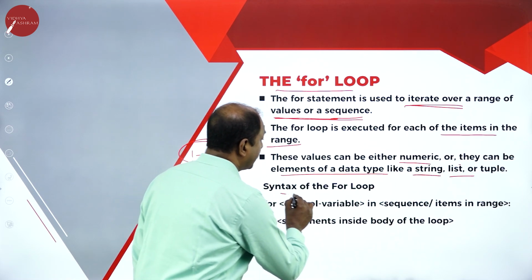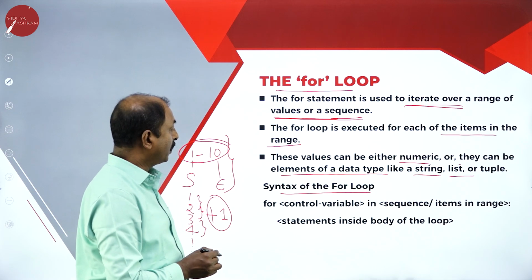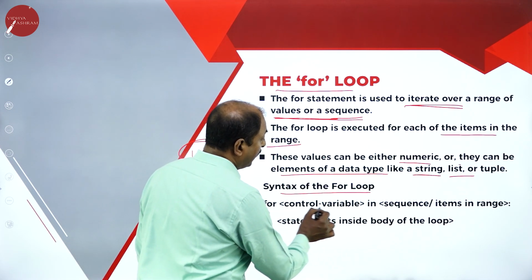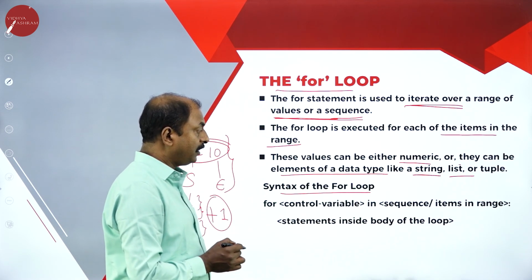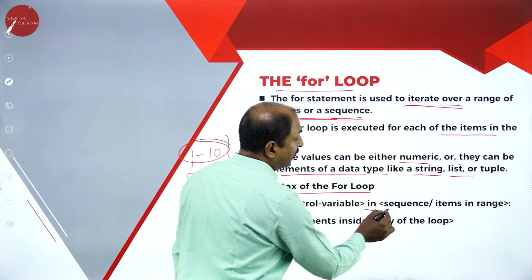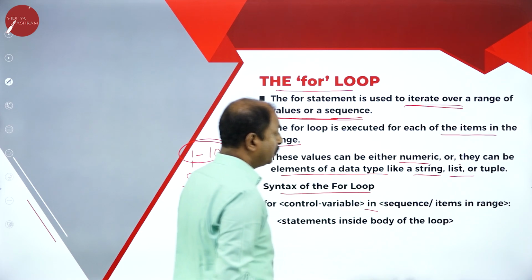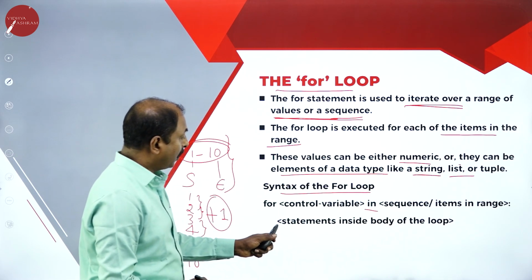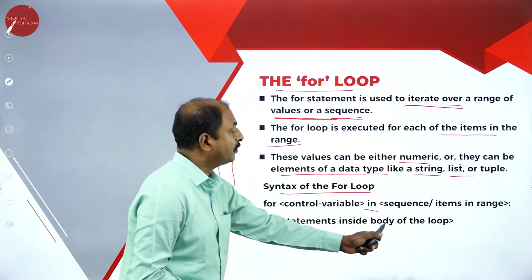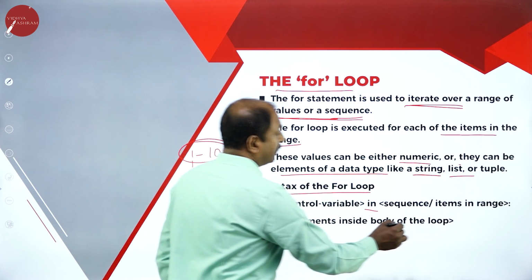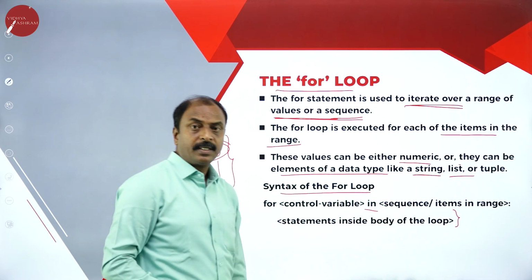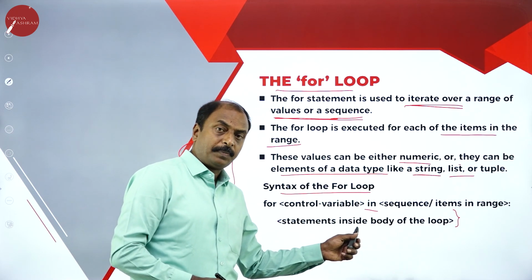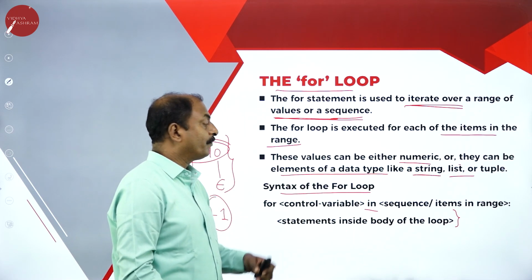Now let us see the syntax of the for loop. It goes like this. For is a reserved word, and here is the condition variable, then in is a reserved word, followed by a sequence or items in a range, and here is the colon. So this is the syntax, and after that we write the statements inside the body of the loop. These are the statements to be repeated a number of times, a block of statements to be repeated. So this is the syntax of the for loop.